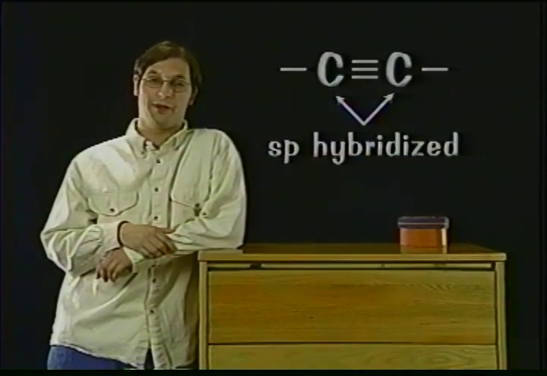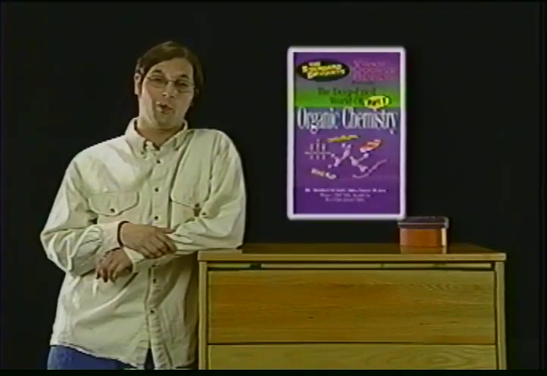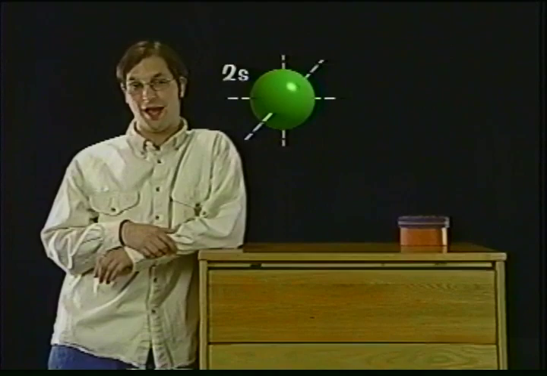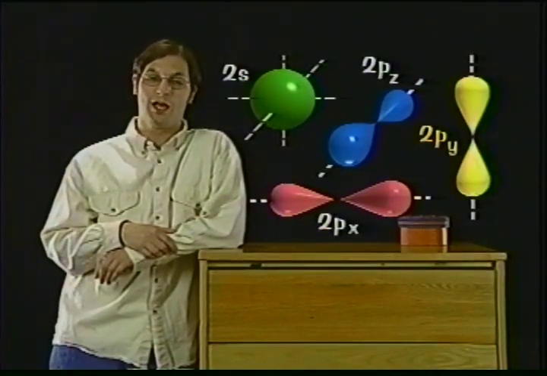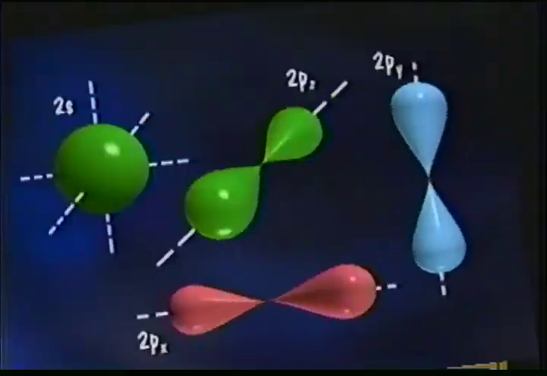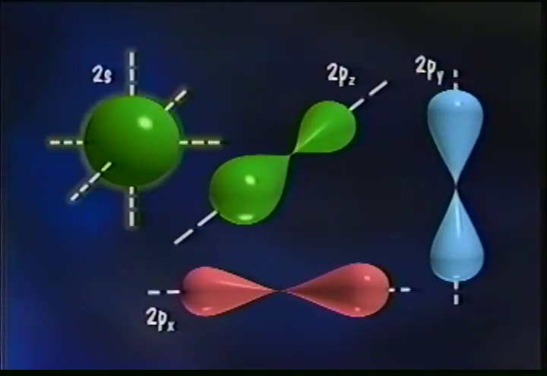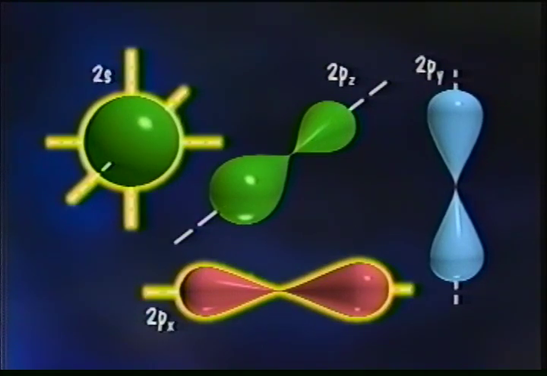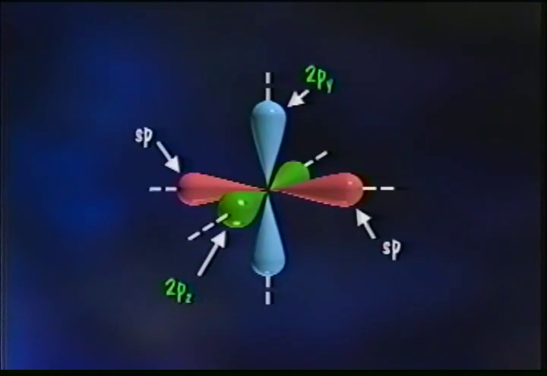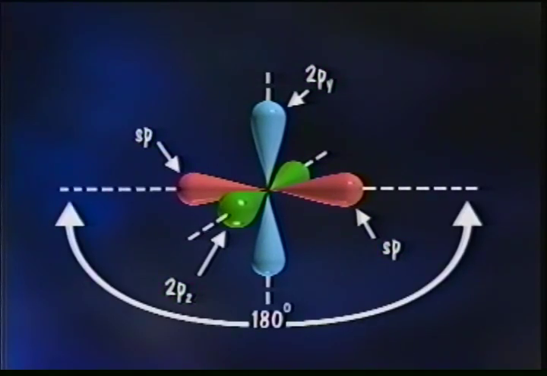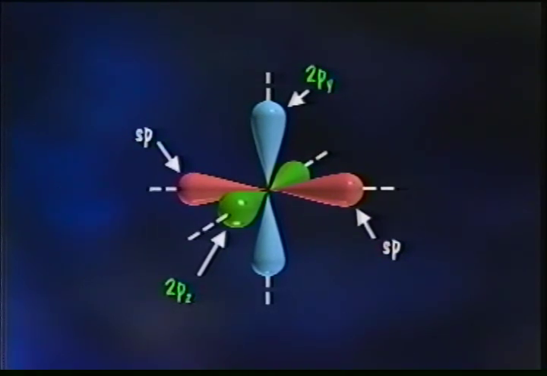You may remember from the Deep Fried World of Organic Chemistry Part 1 that carbon has 1 2s and 3 2p orbitals, 2px, 2py, and 2pz. In an sp hybridized carbon, the 2s orbital and the 2px orbital are mixed together to form two hybrid sp orbitals. The 2py and 2pz orbitals are not involved in the hybridization process. The sp orbitals are in a linear arrangement, and the 2p orbitals lie perpendicular to the hybrid orbitals along the y and z axes.